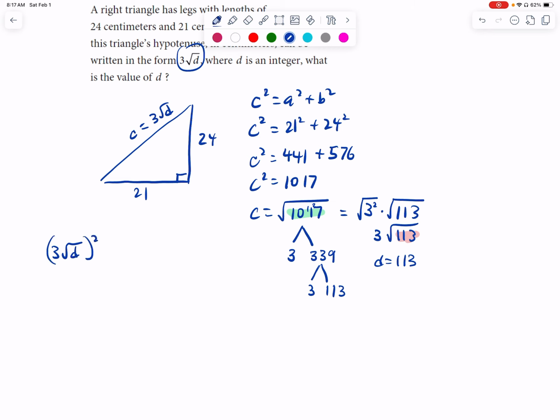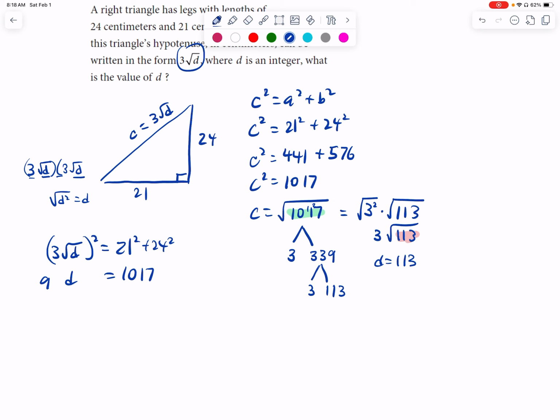It's got to get squared, the whole thing, and then it's still equal to 21 squared plus 24 squared. Well, we know that the right-hand side is 1017. We already did that work. On the left side, whenever I square 3 square root of d, it's basically multiplying it times itself. So 3 square root of d times 3 square root of d. When you multiply the 3's together, you get 9. And when you multiply square root of d times the square root of d, that's the square root of d squared, which is d. It's technically the absolute value of d, but since we're dealing with geometric lengths, it's a positive number, so it's just d.